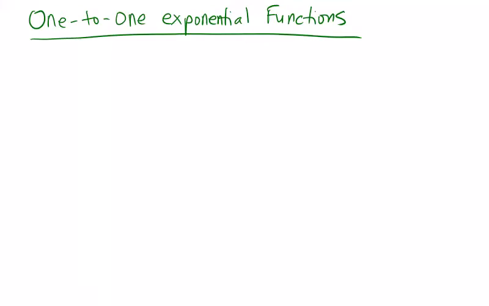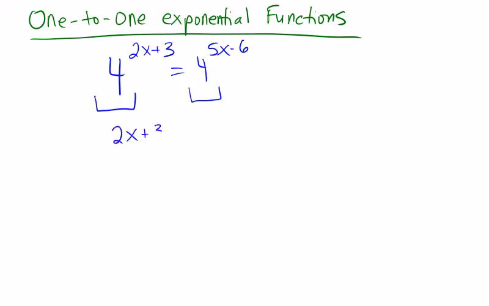Hello, today we are looking at one-to-one exponential functions. What one-to-one exponential functions mean is if we have two exponential functions that have the same base, then their exponents must be the same. So in this case, it's nice. I've given you two bases that are the same. They're both 4. So if both of these sides have the same base, that means their exponents must be equal to each other.